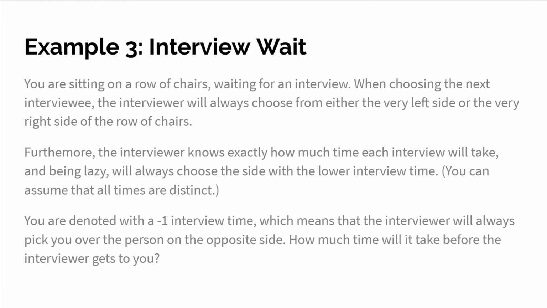Furthermore, the interviewer knows exactly how much time each interview will take, and being lazy will always choose the side with the lower interview time. And you can assume that all times are distinct, so we will never have two times equaling each other. You are denoted with a -1 interview time, which means that the interviewer will always pick you over the person on the opposite side. How much time will it take before the interviewer gets to you?